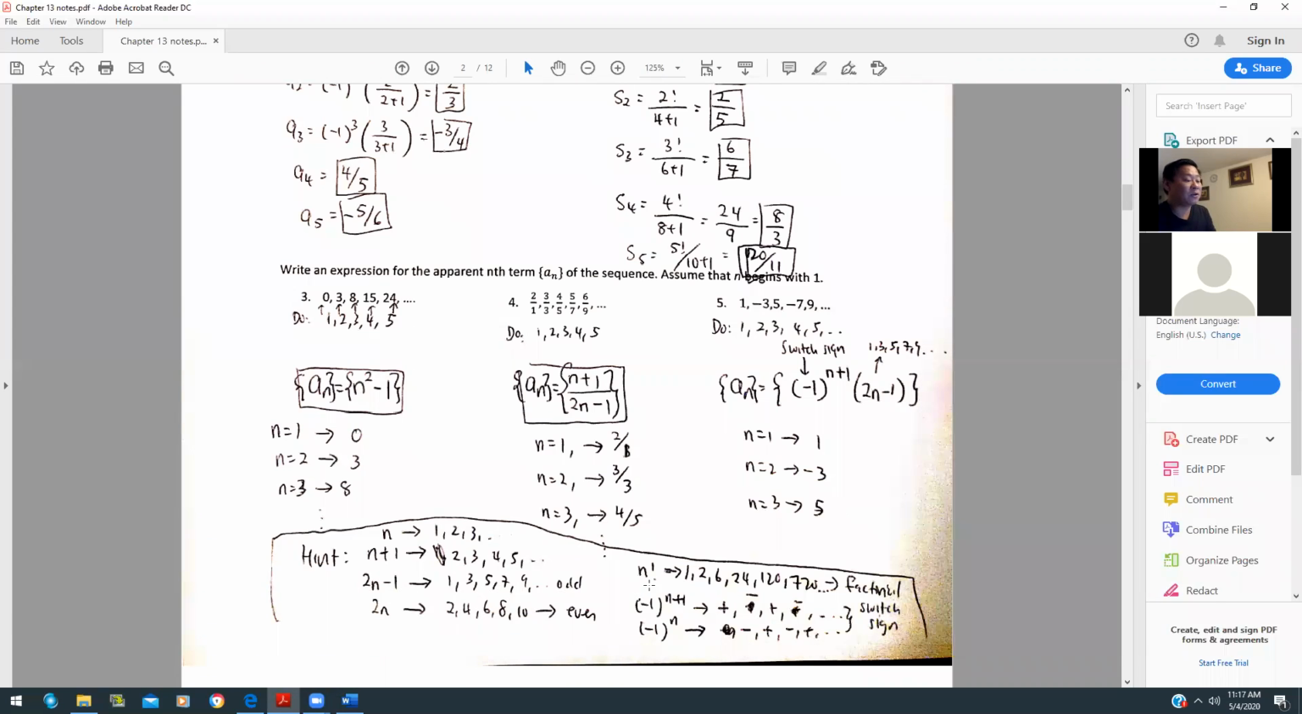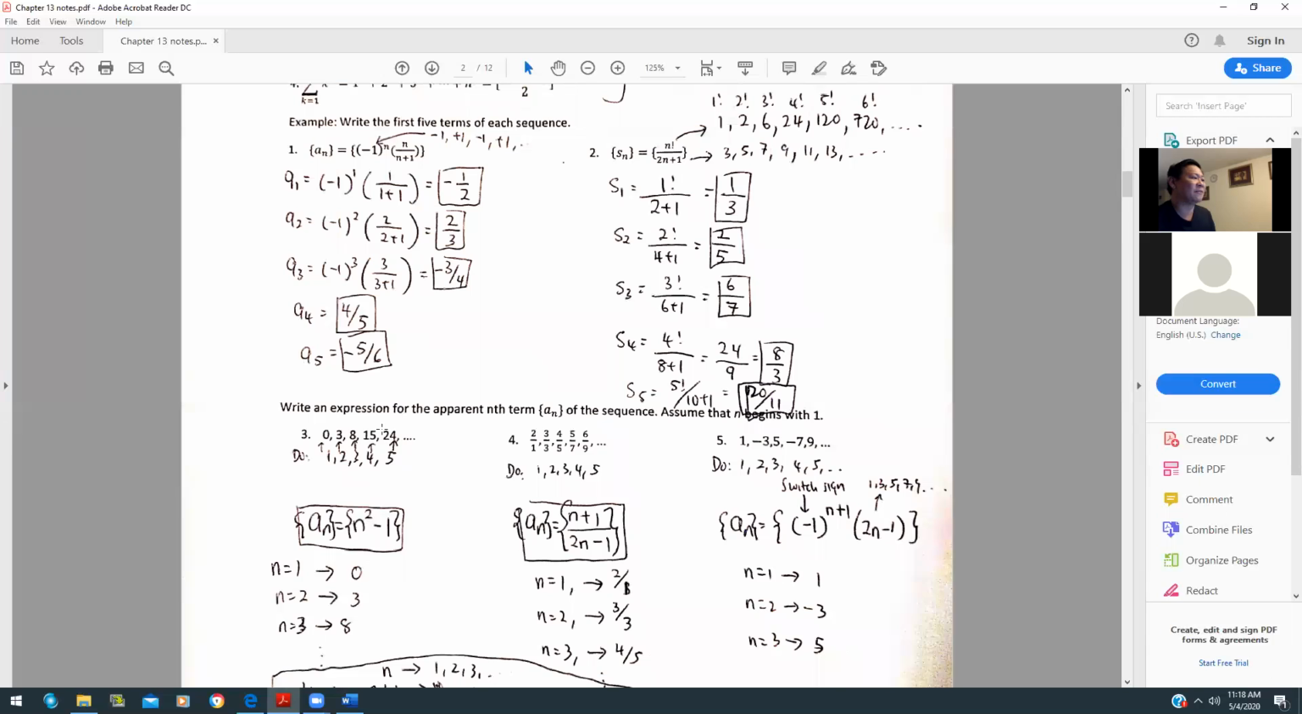If you have n factorial, it's 1, 2, 6, 24, 120, 720. If you have negative one to the n plus 1, it means that you start from positive, then negative, then positive, then negative. Your sign is switched, but positive comes first. And negative 1 to the n is also switched, but the negative sign comes first. So this is how you figure out your a_n term, which is the most important thing in this case. I think there are some questions online asking for that.